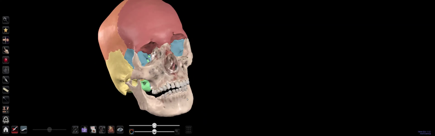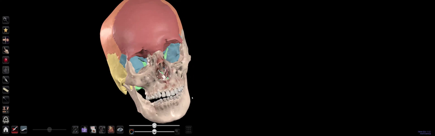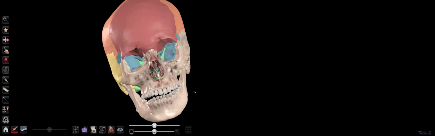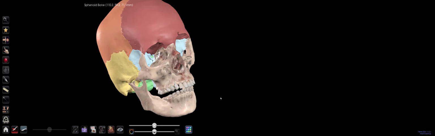If we turn and look at the orbit, you can see the sphenoid bone is part of our orbit there. We can see the sphenoid bone, that blue bone right there. It kind of looks like a butterfly or a bat. It's a very interesting looking bone. So that is the sphenoid bone.